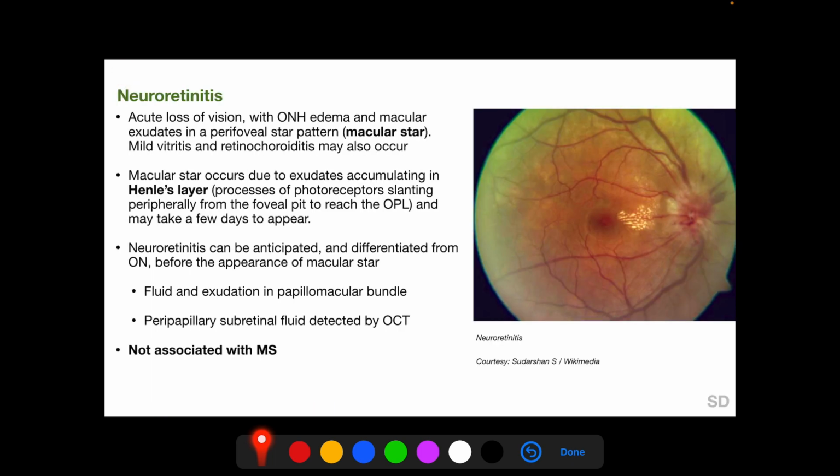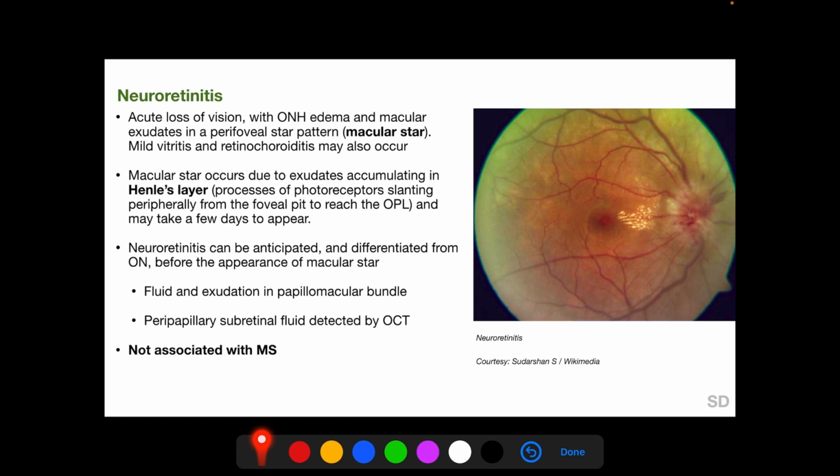Neuroretinitis presents with acute loss of vision with edema of the optic nerve head and macular exudates in a perifoveal pattern called a macular star. Here in this picture we find the perifoveal exudates in the nasal sector of the perifoveal retina. However, in well-developed cases of neuroretinitis, these exudates occur all around the fovea and is called a macular star.